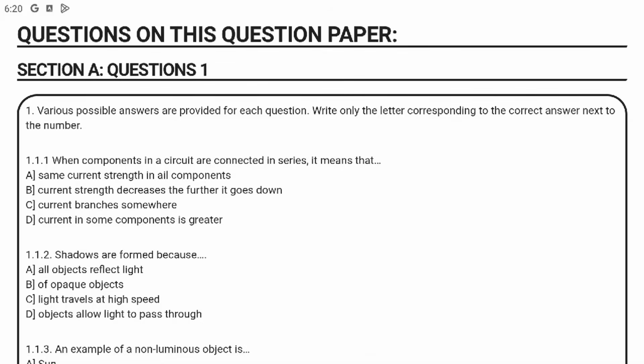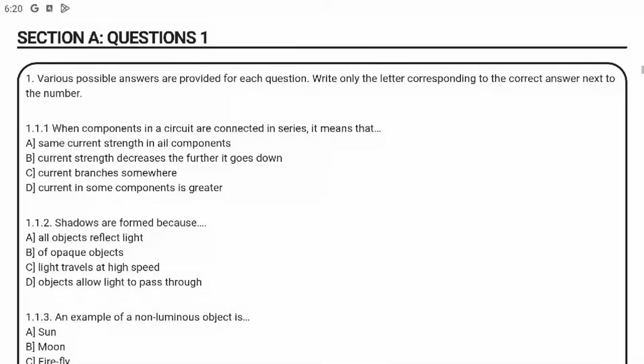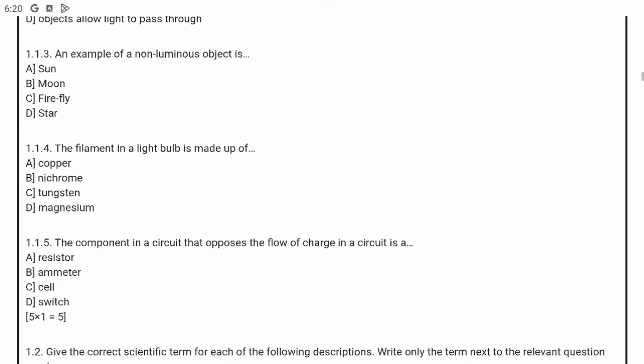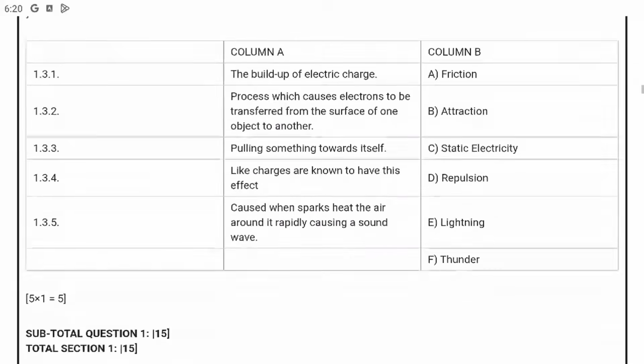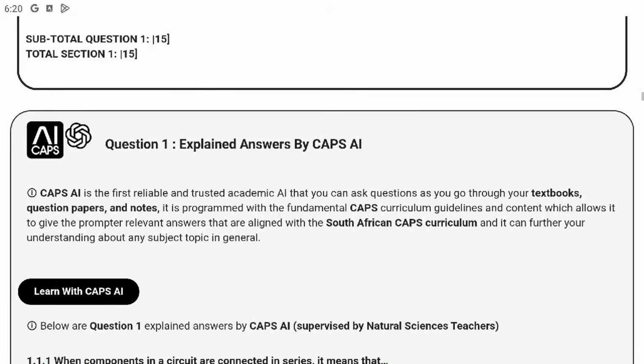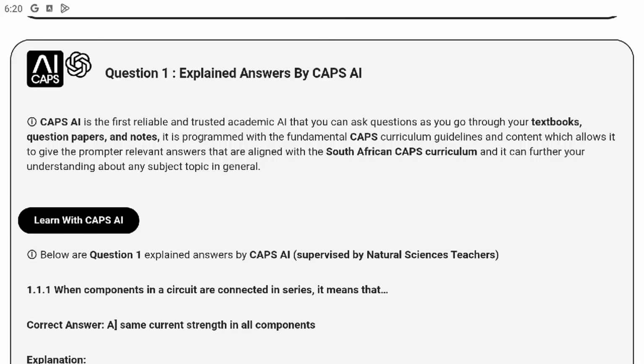So without wasting much time, let's delve into the questions. And before we do that, I want you guys to also know that we are going to use the help of CAPS AI. So CAPS AI is pretty much an academic AI that's going to be helping us make sense of what the questions are, how to go about answering them, and the explanations for the answers for these questions, right?